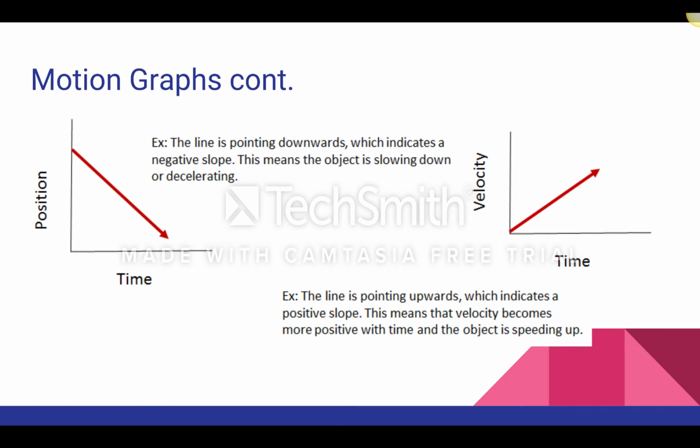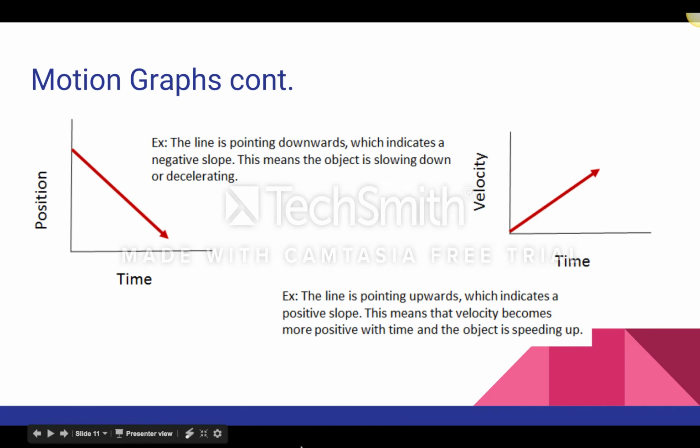Motion graphs continued, part 2. The first picture is a position versus time graph. The line is pointing downwards, which indicates a negative slope. This means the object is slowing down or decelerating.